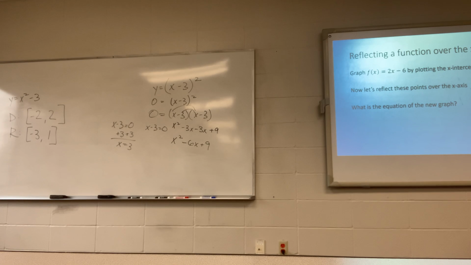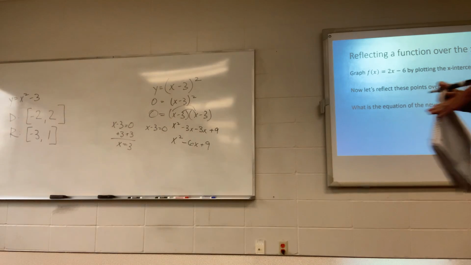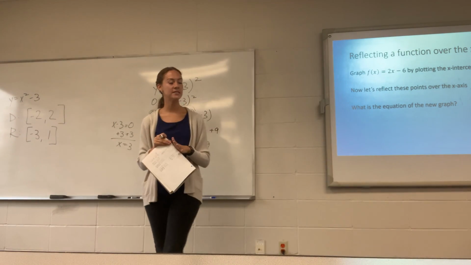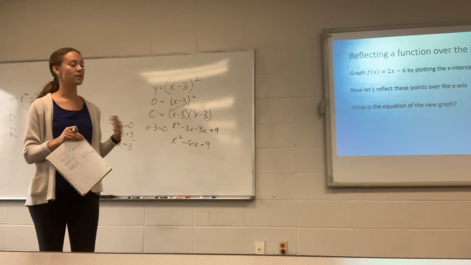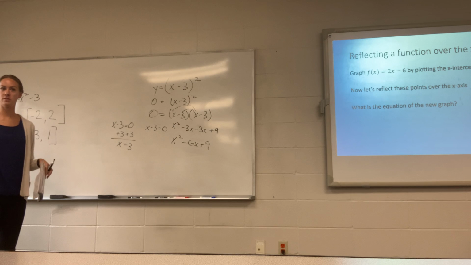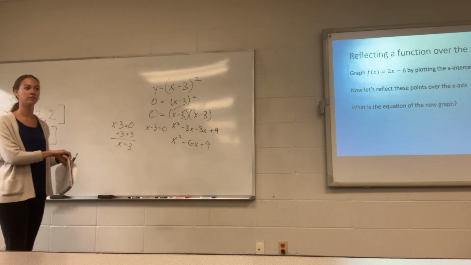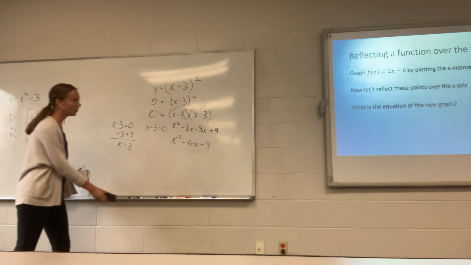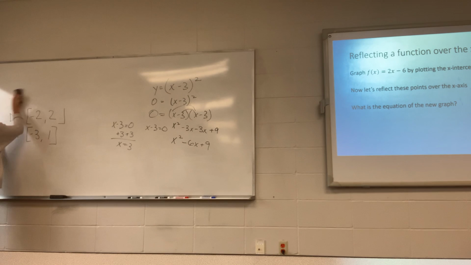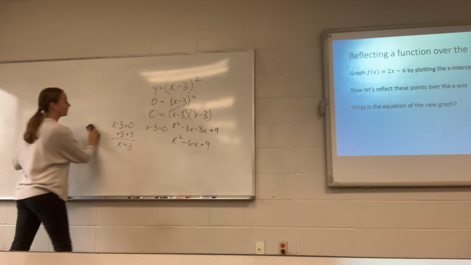So then, reflecting functions over the x-axis. It says graph f of x is equal to 2x minus 6 by plotting the x and y intercept. So if we think this is just y equals mx plus b, this is just a linear function. So where would my y-intercept be for something like that? Cooper, what do you think? Negative 6. Yeah, negative 6.